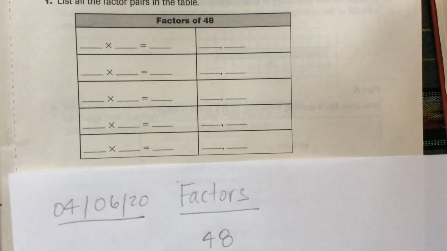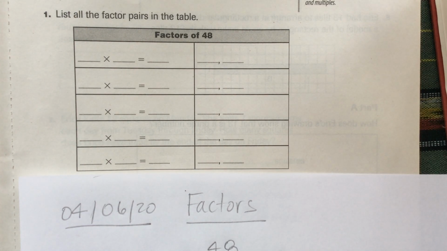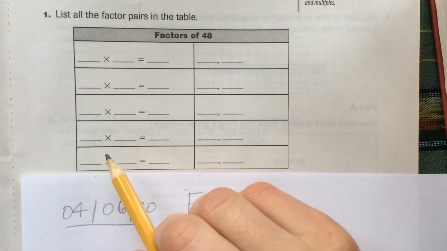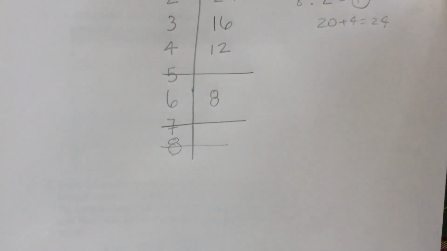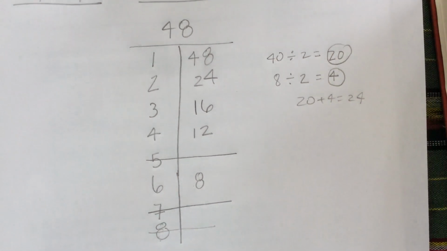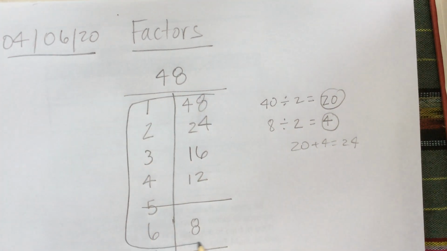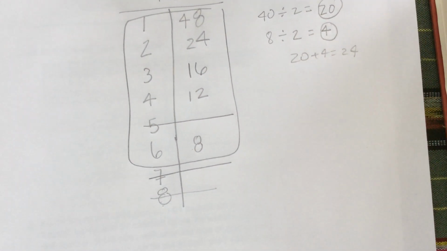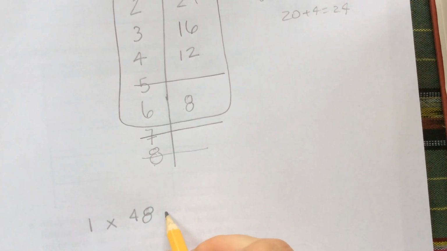But if we go back to the actual question, it is saying to make pairs here, to make multiplication equations, and then write the factors. This is how I'm understanding it. So let's recopy this information in the way that the question itself is asking. So we'll start with 1 and 48. So they want us to write 1 times 48.